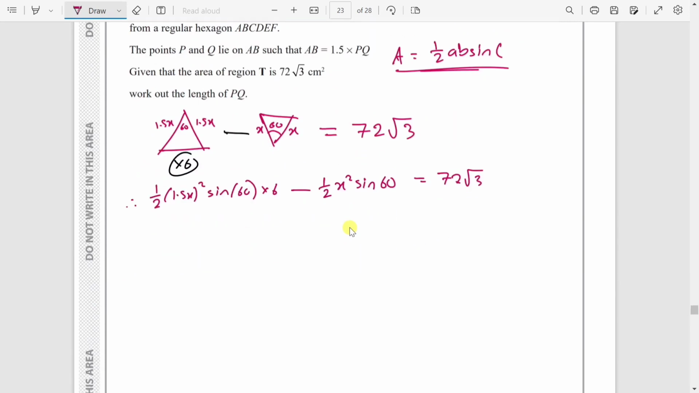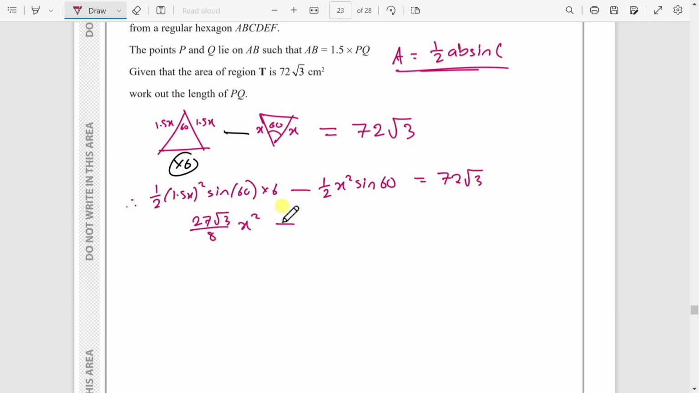So, nice little trick here. With these numbers in your calculator, you're probably thinking, how am I going to write this? Well, the trick is, ignore the x for a second. In your calculator, just write half times 1.5 squared times sine 60 times 6. Let's just do it together here. So 1.5 squared, sine 60, times 6. If you do that, you're going to get a surd. Try and keep the surd, guys. It keeps it neat. So you've got 27 root 3 over 8, and then stick the x squared there.